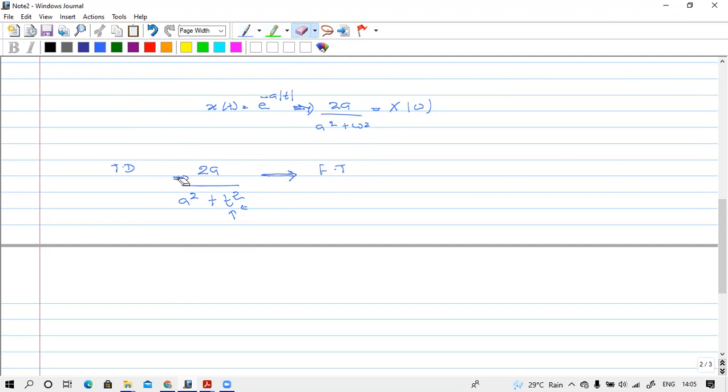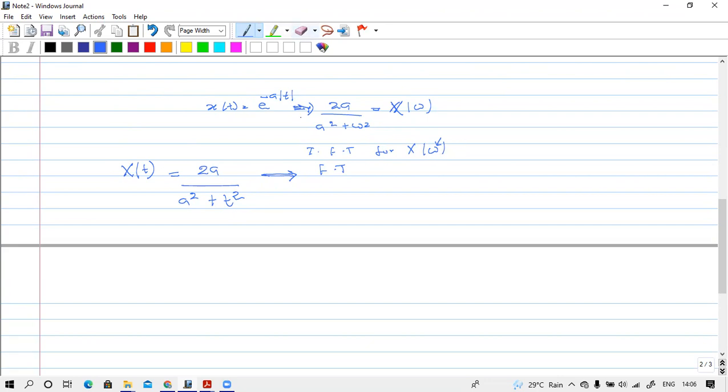here it was capital X(omega), so here I can denote it as capital X(t), no? Don't get confused. This is a time domain signal. If you are asked to find the Fourier transform of this kind of signal, what is the answer? We are not asked to find the inverse Fourier transform of this capital X(omega), this omega domain signal.